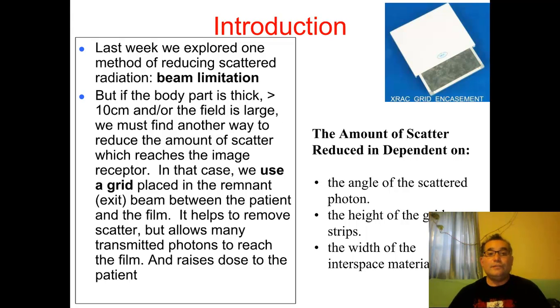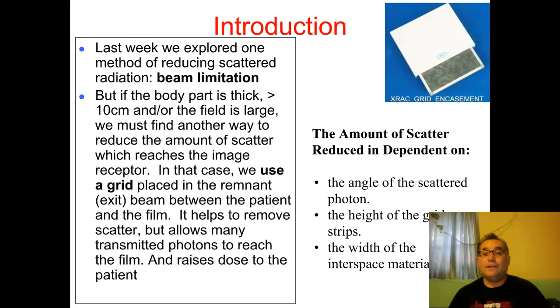So basically, it's going to help remove scatter, but allow transmitted photons to reach the film. We're going to discuss in a few minutes the makeup of the grid, because it has to be designed in such a way that certain photons, the ones that are deflected and Compton scatter, are destroyed, while transmitted photons that are going nice and straight can go through and have an impact with the image receptor.